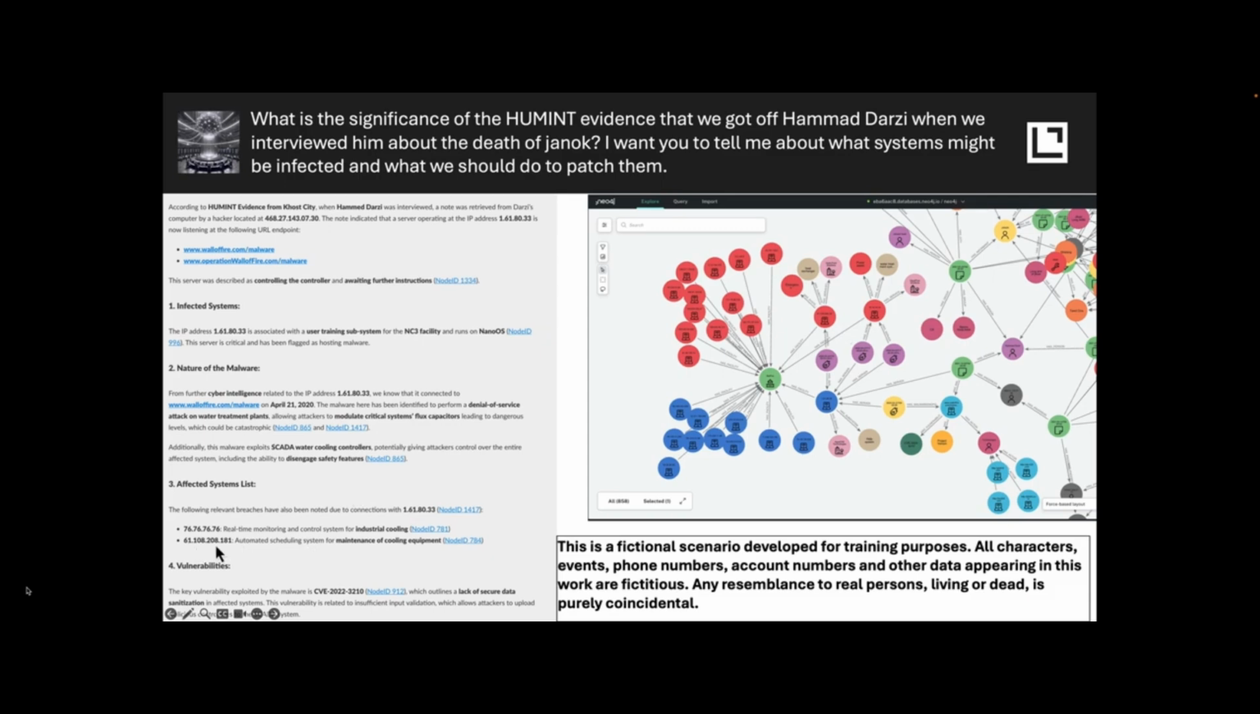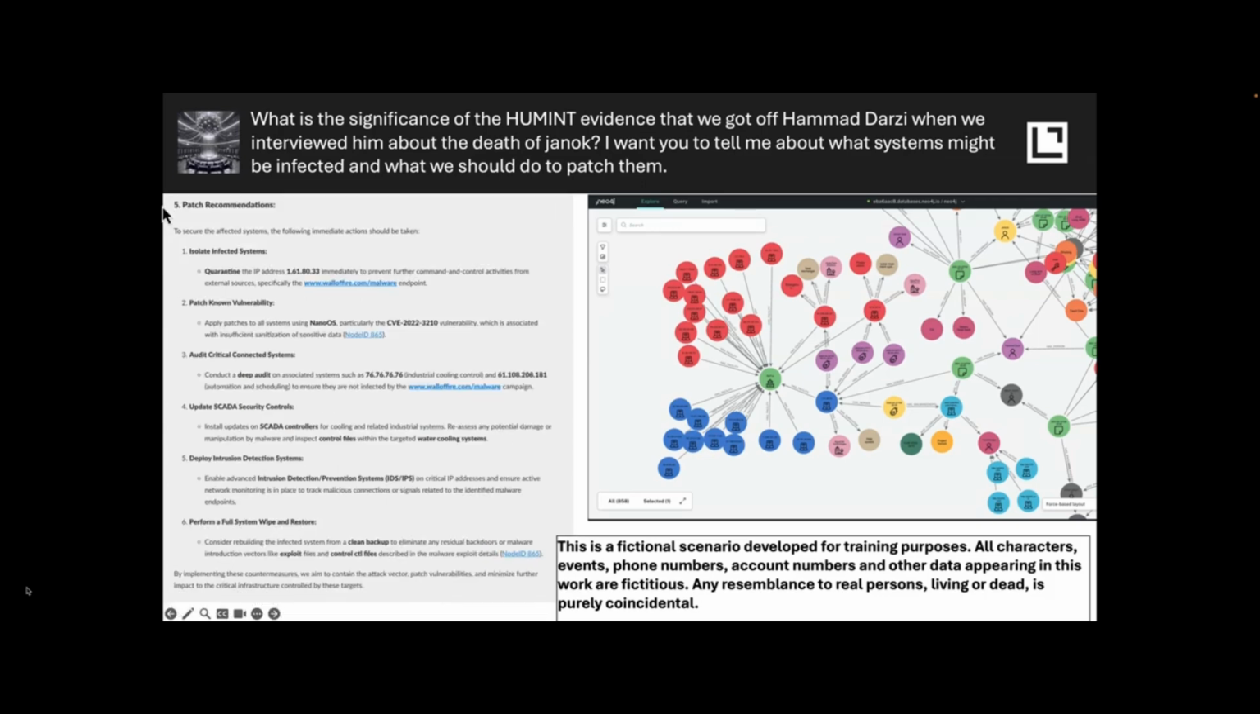It looks like there's another system that it was also talking to. There were two systems that were connected to this infected server that it found. And then it talks about the vulnerability that's associated with the malware endpoint. So it basically looks up the information about the CVE, so it understands that context. Goes on to talk about what the patch recommendations are.